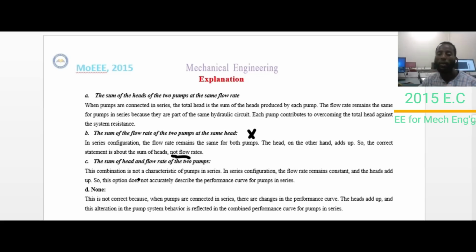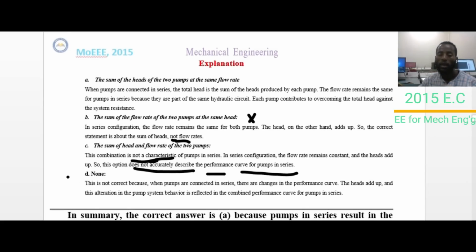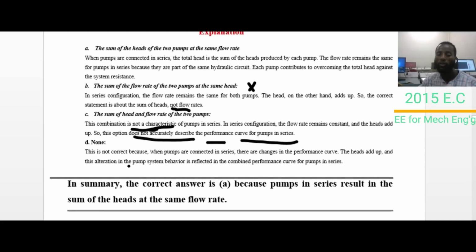In C, the sum of head and flow rate of the two pumps. This is not a characteristic of pumps in series. In series configuration, the flow rate remains constant and the head adds up. So this option doesn't accurately describe the performance curve. In D we have none, and this is not correct because when pumps are connected in series, there is a change in the performance curve, and the alteration in the pump system behavior is reflected in the combined performance curve for pumps in series.